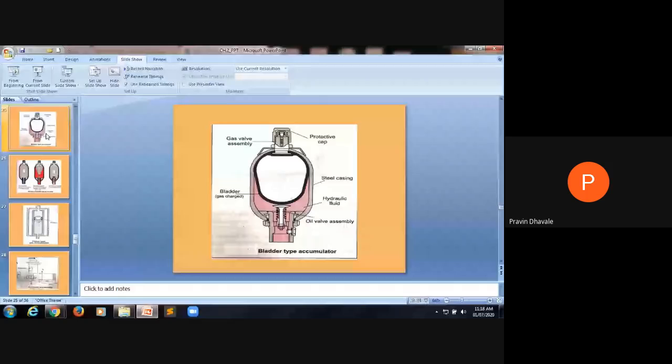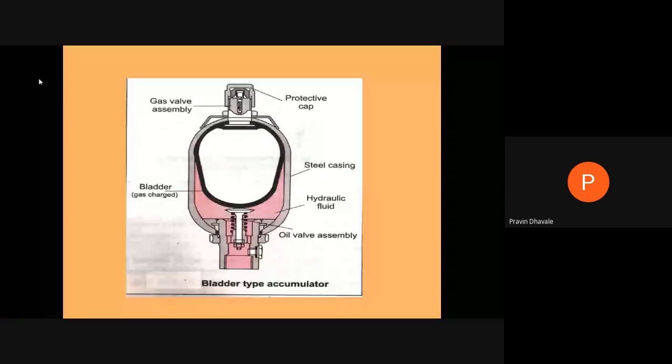Understood this bladder type accumulator, the working of the bladder type accumulator?